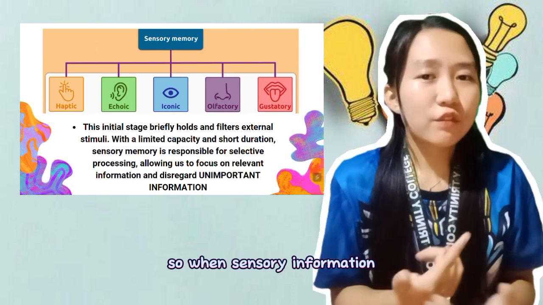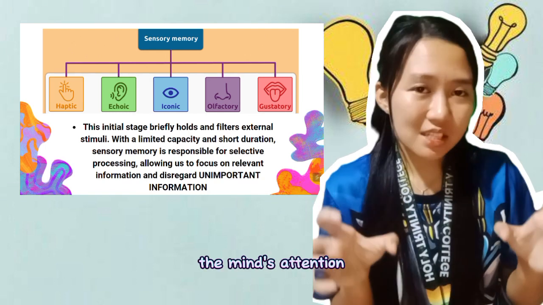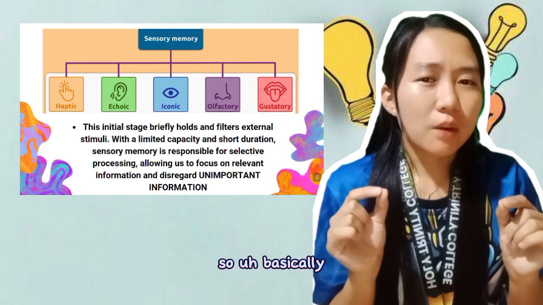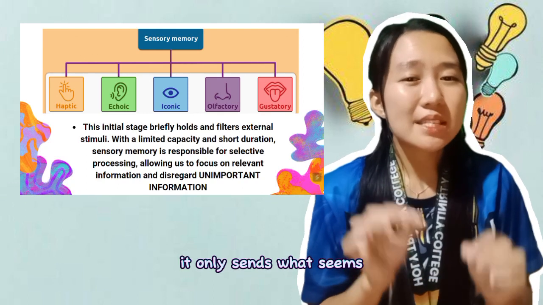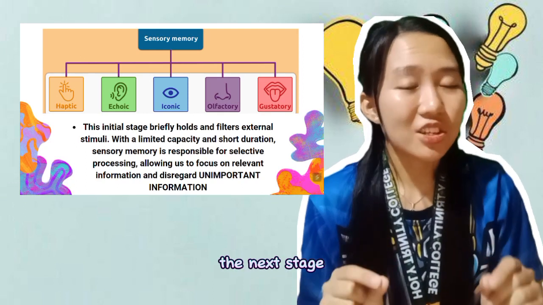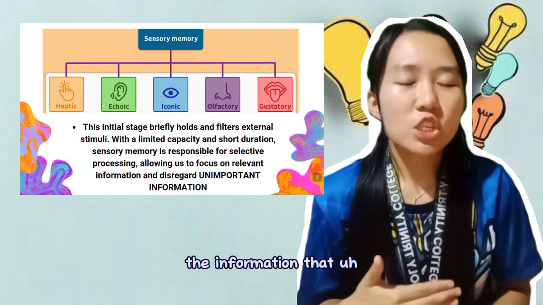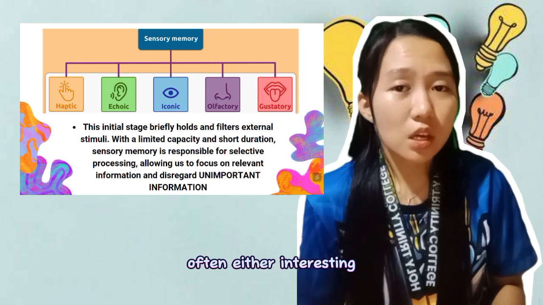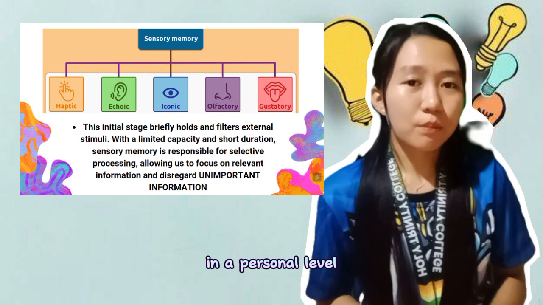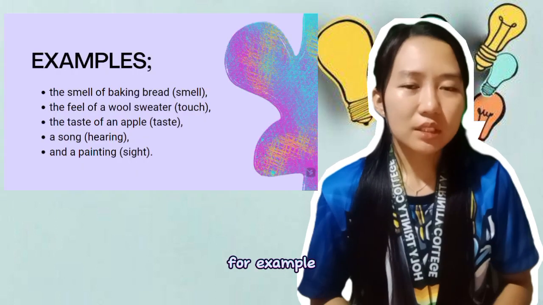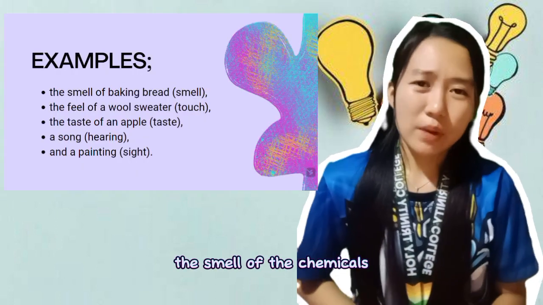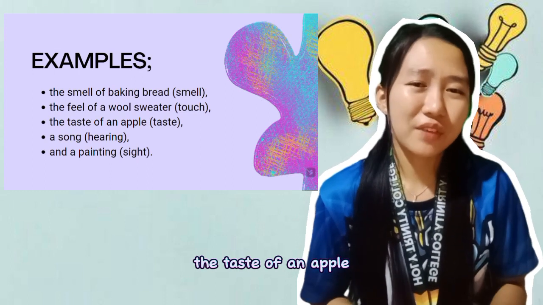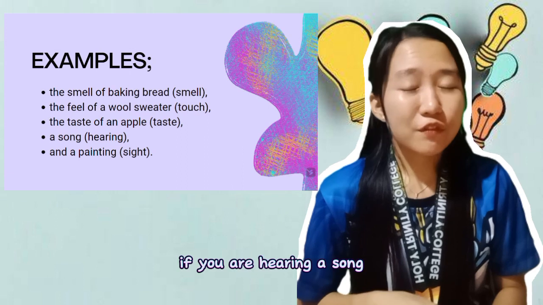When sensory information engages and captures the mind's attention, it is transmitted to our short-term memory. Basically, it only sends what seems important to the next stage. As a result, the information that is most likely to reach our short-term memory is often either interesting or familiar to us on a personal level. For example, the smell of baking bread, the smell of chemicals, the smell of a sweater, the taste of an apple, or if you are hearing a song.